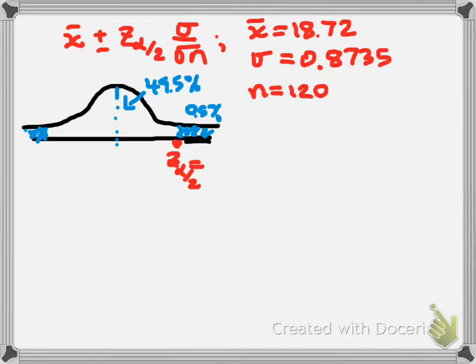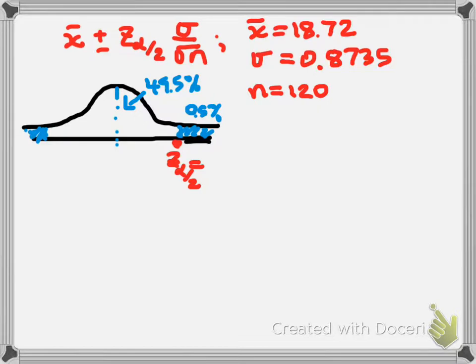Now, the confidence level for this question is 99%. So that means that half of 99% is 49.5%. So that's what you have in this picture here. The area in the tail is 0.5%, because you have 99% confidence level. That means alpha is 1%. If you split that in two, you get 0.5% in each of the tails.